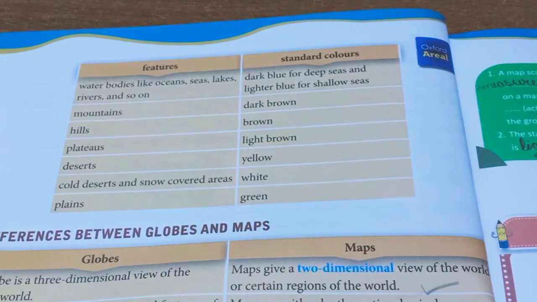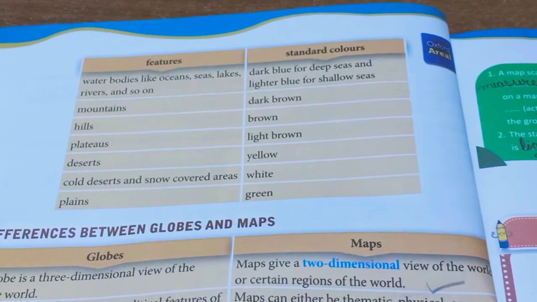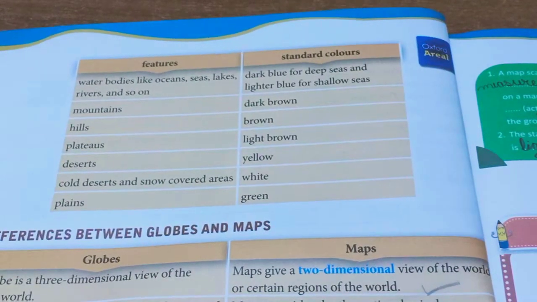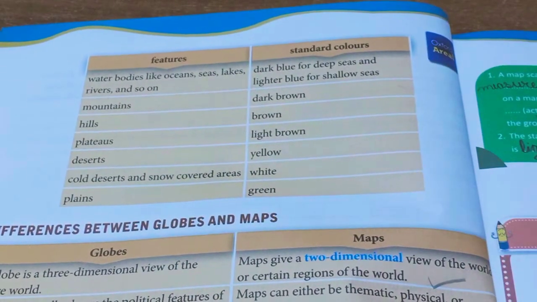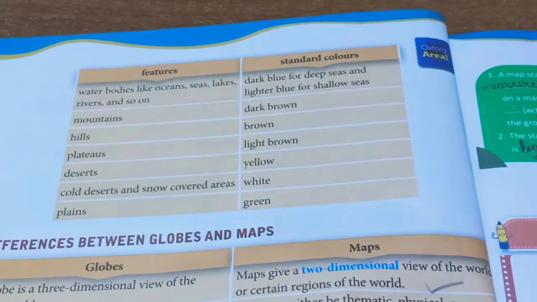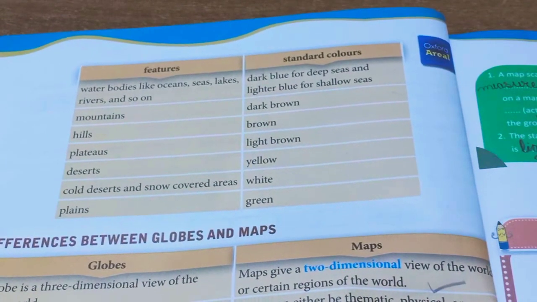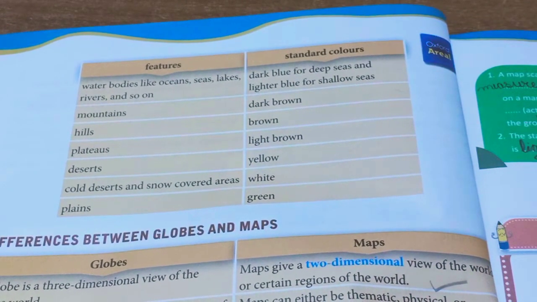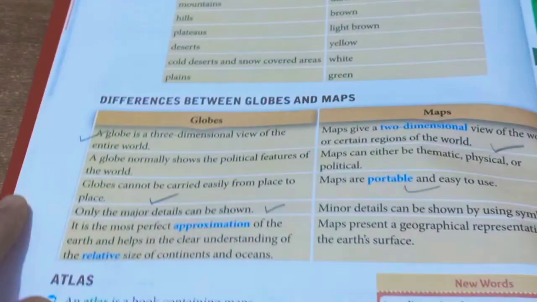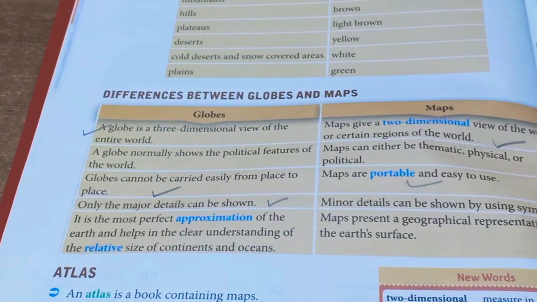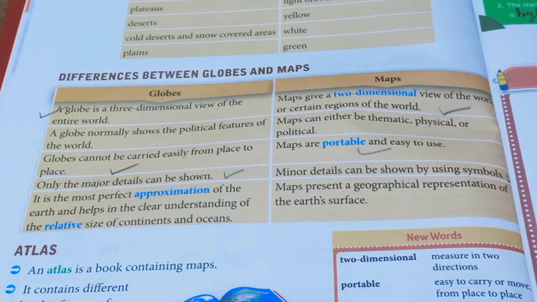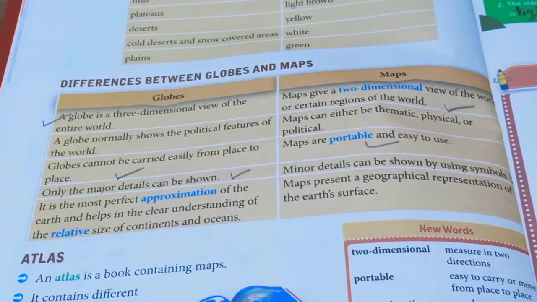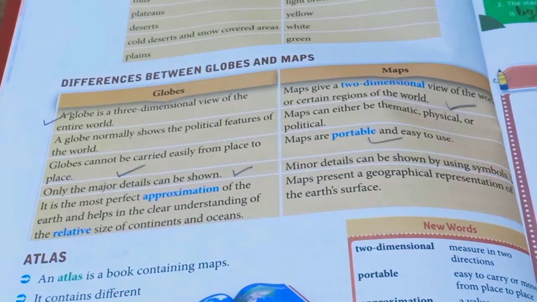We have deserts that are yellow in color. We have cold deserts and snow covered areas with white color. We have plains with green color. There is nothing to explain over here, there are only features and standard colors given. Let's move to the next topic, that is differences between globes and maps.